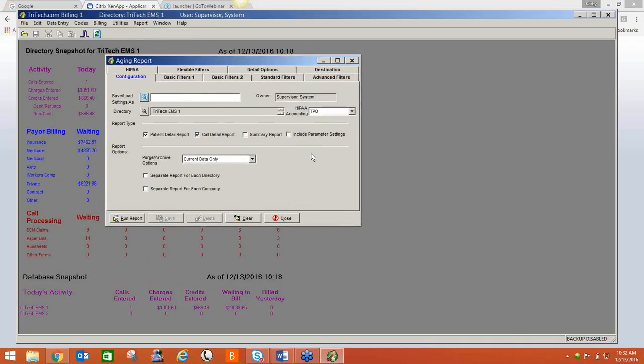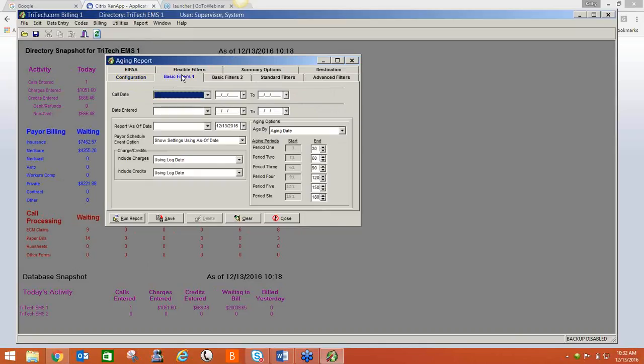Typically, with this aging report, we'd be looking at what does our AR look like on a specific day. For that, we just need a summary report. We would not need the call or the patient detail. I've chosen summary, and next on my flexible filters tab, I'm going to choose my report as of date. And because we're not quite to the end of the year, I'm going to fudge it just a little bit, and I am going to run this report as of 12/31/16. So again, this is going to be a snapshot of what my accounts receivable look like on that specific date.